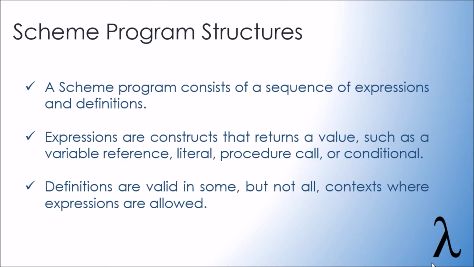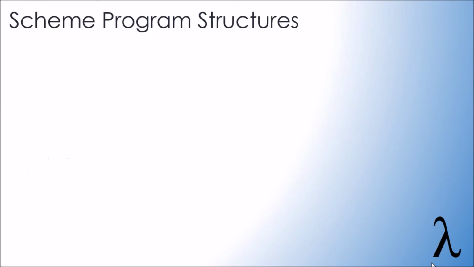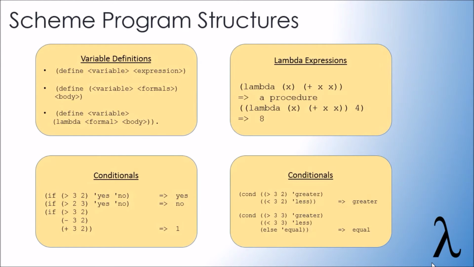Scheme program structures. A Scheme program consists of a sequence of expressions and definitions. Expressions are constructs that return a value, such as a variable reference, literal, procedure call, or conditional. Definitions are valid in some, but not all, contexts where expressions are allowed. Here are some examples for Scheme program structures.